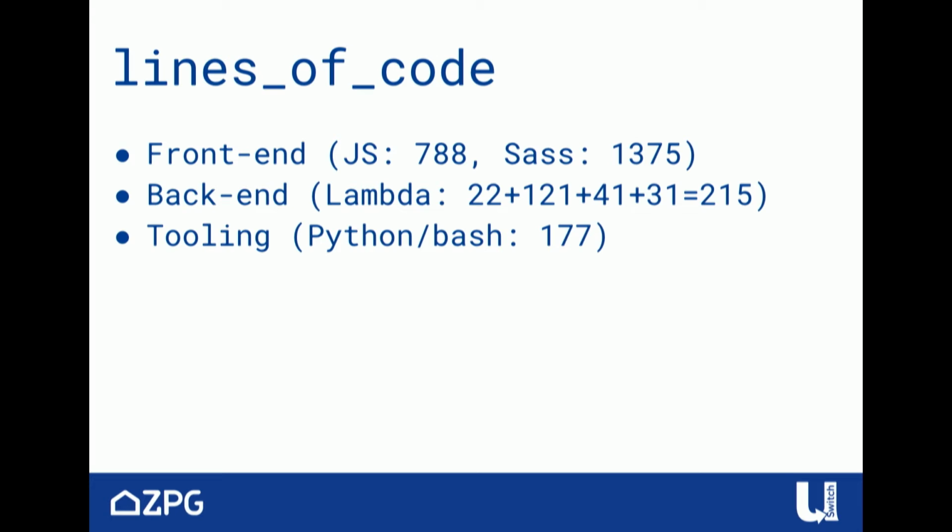Lines of code. A few interesting things here. There's more styling code than the rest of the code combined, so making things look good is really difficult. There's very little back-end code, 215 lines. The lambdas are pretty small. And if you believe in infrastructure as code, you've got to write some tooling, and most of those were Bash scripts and Python scripts. So where did all that back-end code go? Which is something I'll come to, but let's have a look at one of the lambdas.